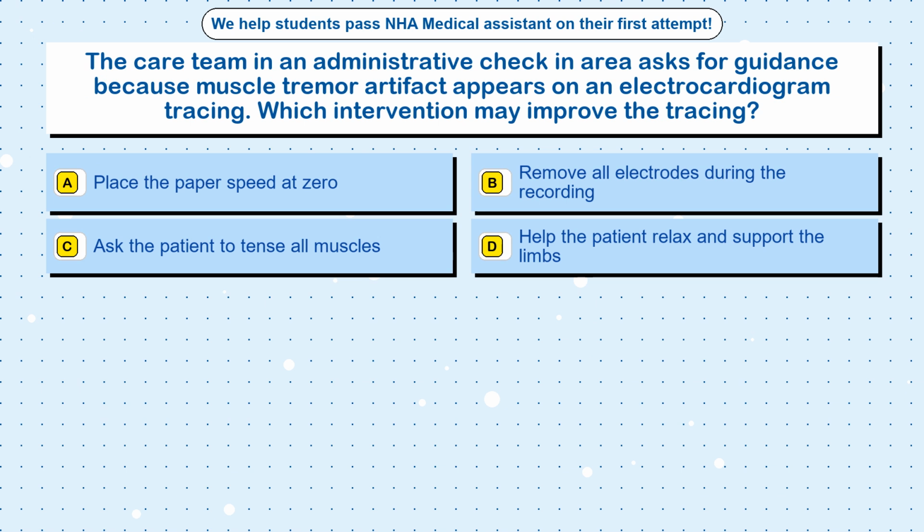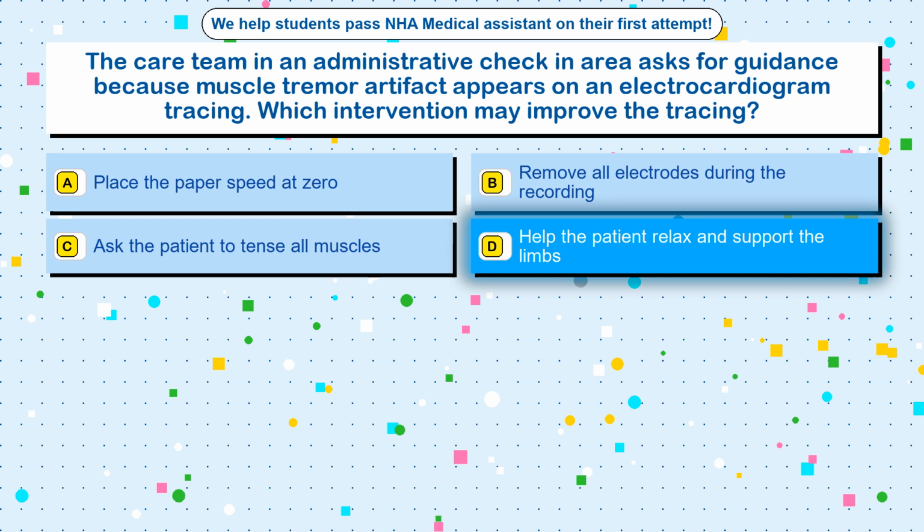Question 55. The care team in an administrative check-in area asks for guidance because muscle tremor artifact appears on an electrocardiogram tracing. Which intervention may improve the tracing? Option A, place the paper speed at 0. Option B, remove all electrodes during the recording. Option C, ask the patient to tense all muscles. Option D, help the patient relax and support the limbs. The correct answer is option D, help the patient relax and support the limbs.